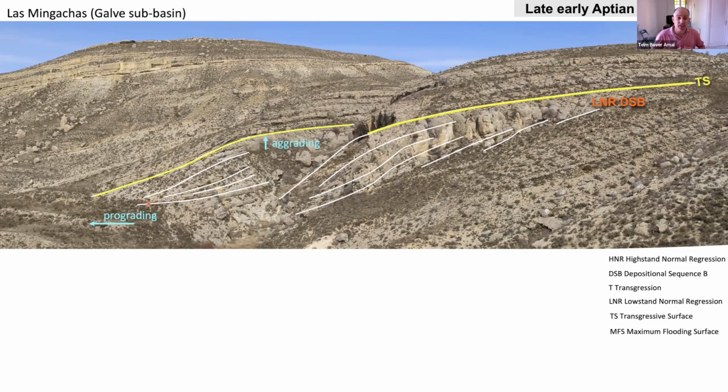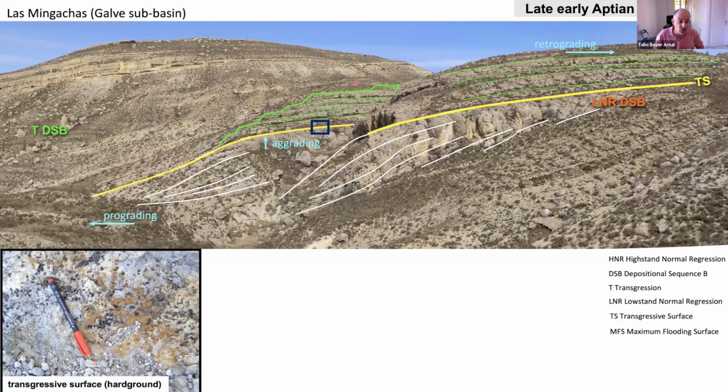Above the lowstand, there's the transgressive surface that marks the start of transgression, and above the transgressive surface, the system retrogrades. We have backstepping platform top carbonates that pass basinwards into the basinal marls of the lower part of the Benassal Formation, and also upwards in the succession after those carbonates were drowned. When we have a close-up view of this transgressive surface, it is a hardground. It is a hardground with ferruginous stains and also borings made by lithophagid bivalves.